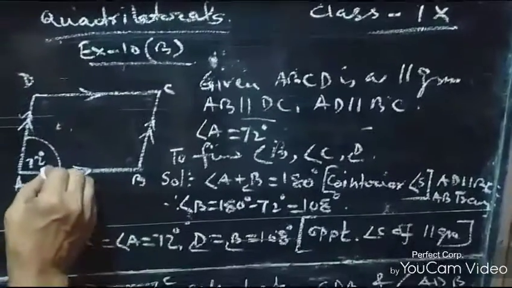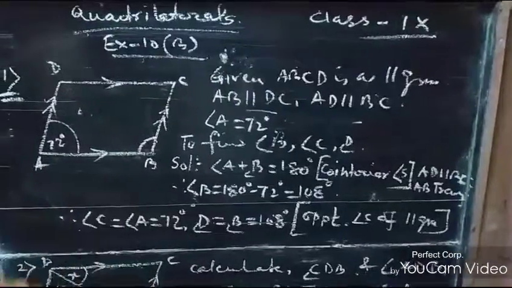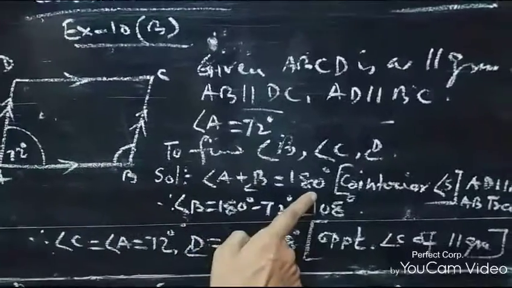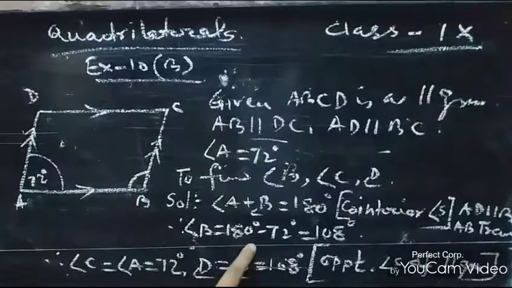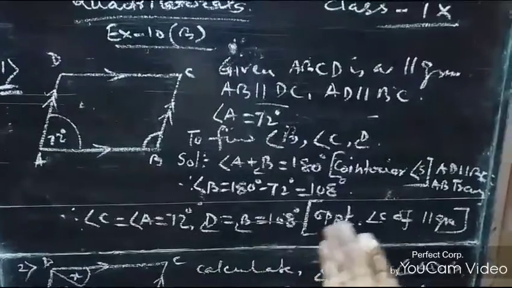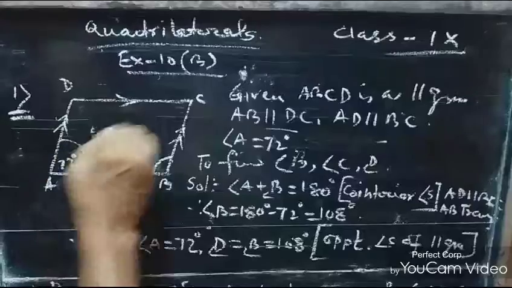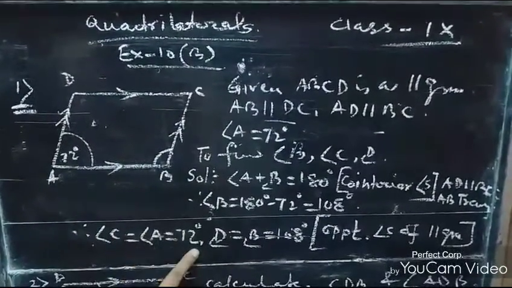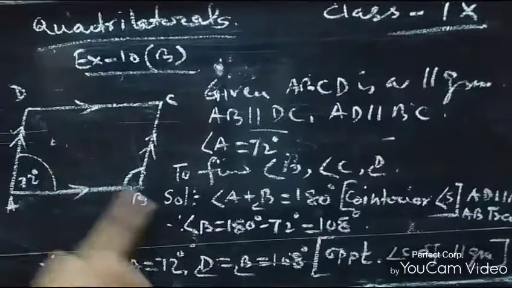So, solution. Angle A plus angle B: these two angles are consecutive angles or co-interior angles. So the sum of these two angles is 180 degrees, we know. If angle A is 72, then B will definitely be 180 minus 72, which is 108 degrees. And as per the principal property of a parallelogram, opposite angles are equal. So angle A is 72, then C will be 72 degrees. And B we got is 108 degrees, and D will be the same, 108 degrees.